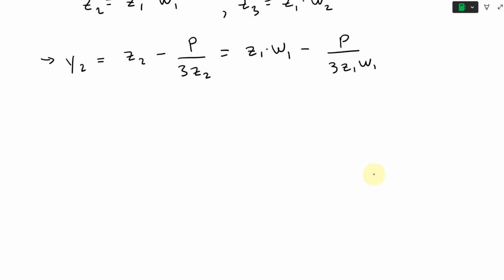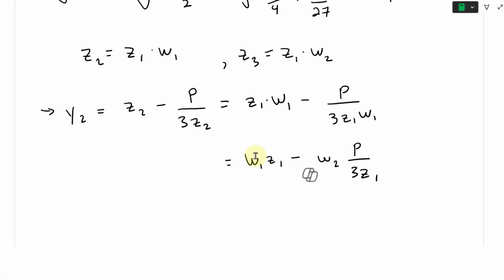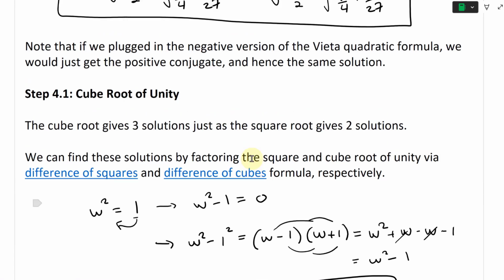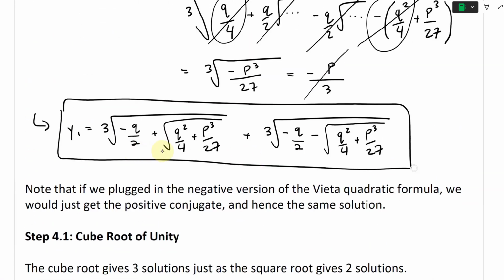This becomes w2. So this becomes z1, or put the w's in front. So w1 z1 minus, and then this is going to be w2 p over, or actually I'll put the w2 in front. So w2, and then this is going to be p over 3z1. All right, so we got this. Now basically what this means is we just take our solution for y1, then we add the w1 and w2 there. So we'll take this right here.